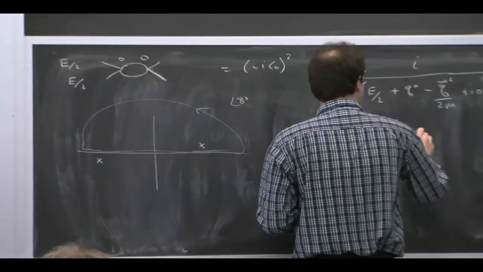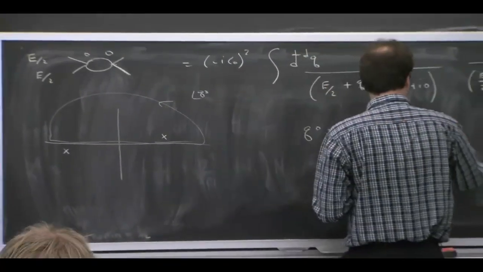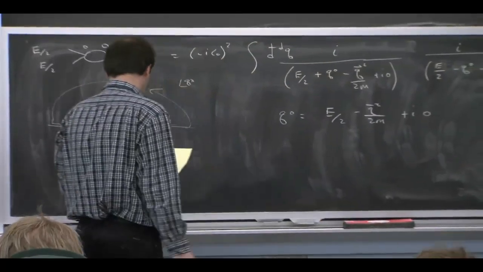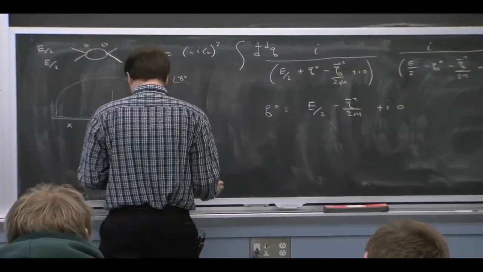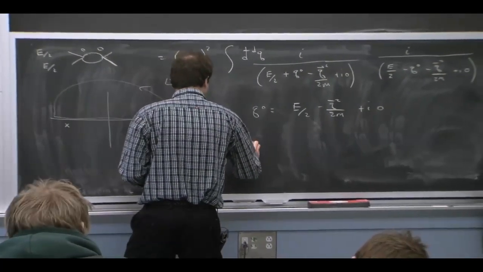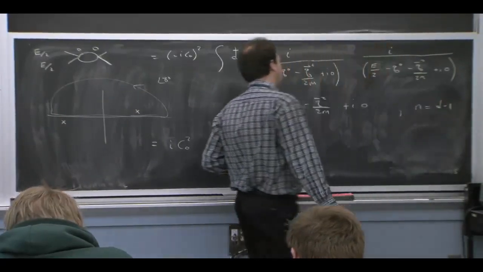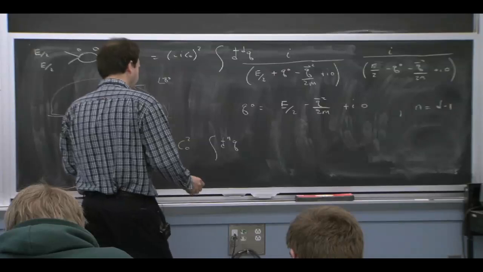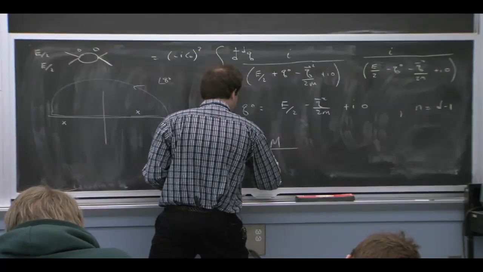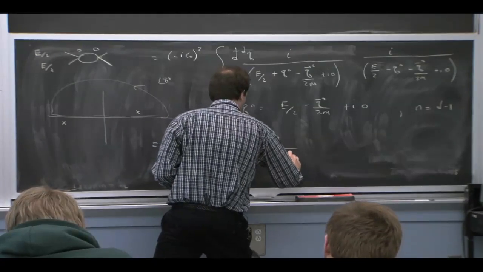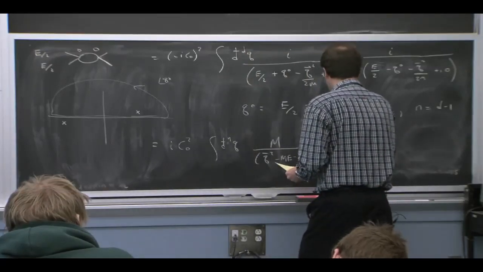Q0 is E over 2 minus Q squared over 2m plus I0, plug it back into the other one. My notation is that n is going to be d minus 1. So when I do one of the integrals by contour, I go down a dimension. I'll call that n. So it's n here. This integral we can do.